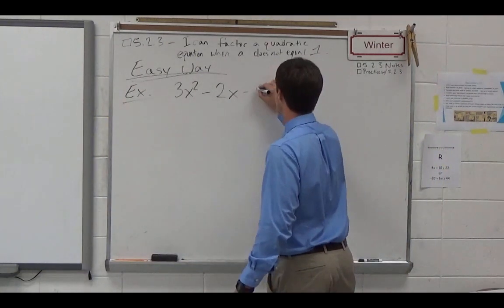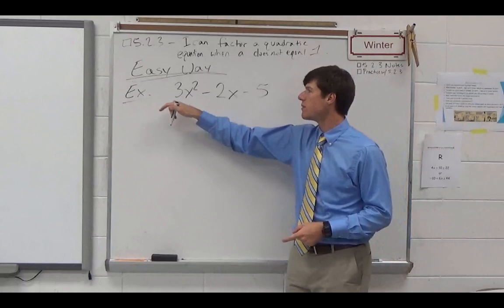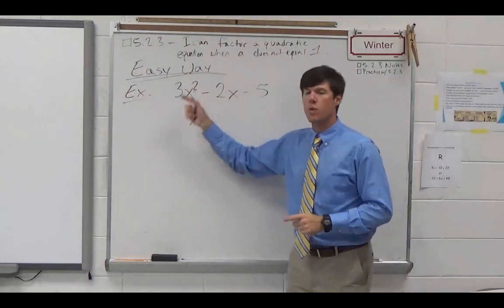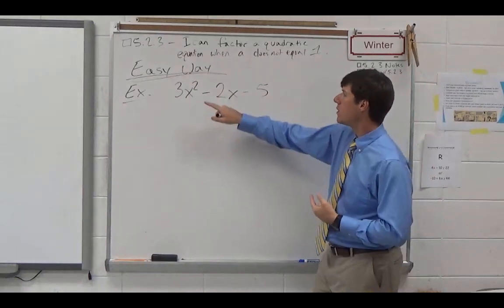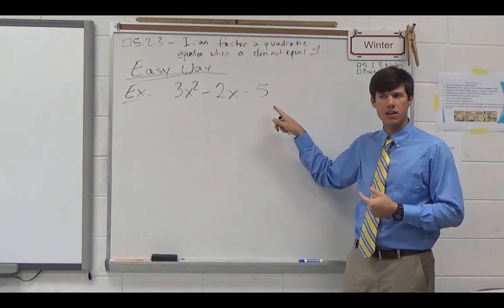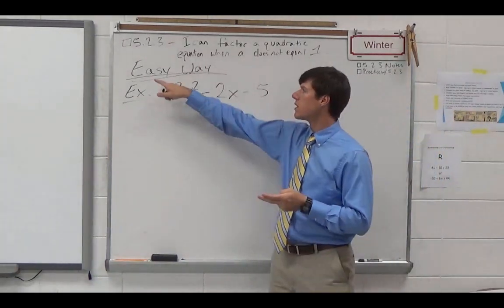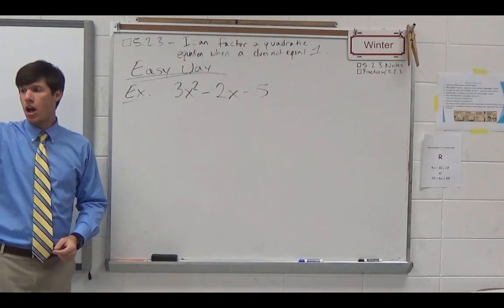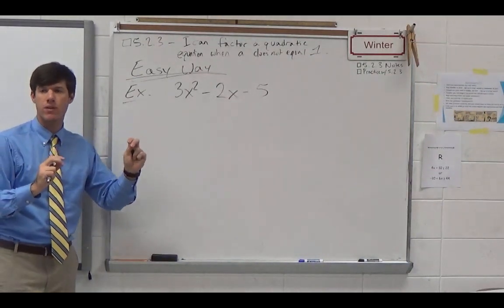minus 5. Okay? So notice right now, before, anytime we saw a number out in front, red lights went off, flashing lights. We said, there's something wrong. Can we factor this? Before we couldn't, but now we can. We always want to check and see, is there a GCF? In this case, is there a GCF? No. 3, 2, and 5 have nothing in common. So we're going to use what we call the easy way of factoring. Okay? This is when A is greater than 1. So, very few steps, and it all relates back to what we've already done.